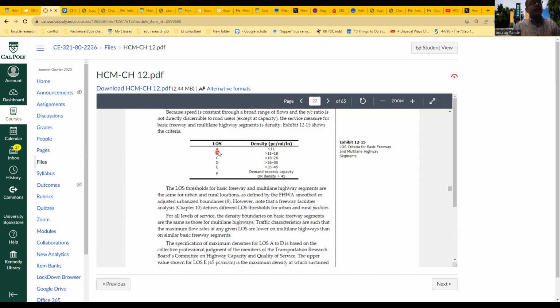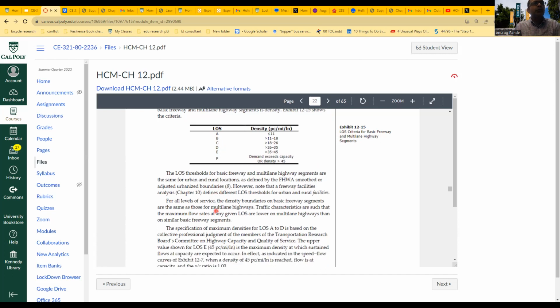So level of service is nothing but a letter grade. And this is the LOS criteria, the level of service criteria on basic freeway segments. Again, we use the same criteria for multi-lane highway segments as well. But in this class, we're just dealing with the freeway segments.